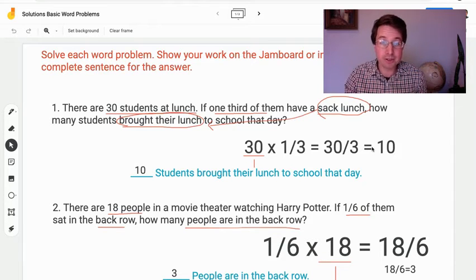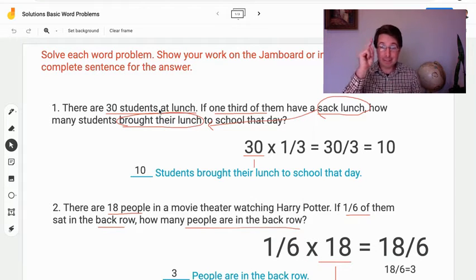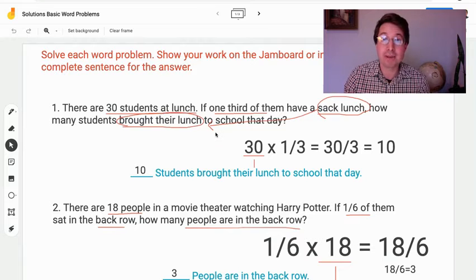But the first thing you need to do is actually write your answer sentence out. Blank students brought their lunch to school that day, and once you solve, put your answer in there. If you always start with the answer sentence, then you won't have to remember each time to add it. If that's your first step, you'll always have the complete answer ready to go. And it's the best opportunity to double check to make sure you're actually answering the question.